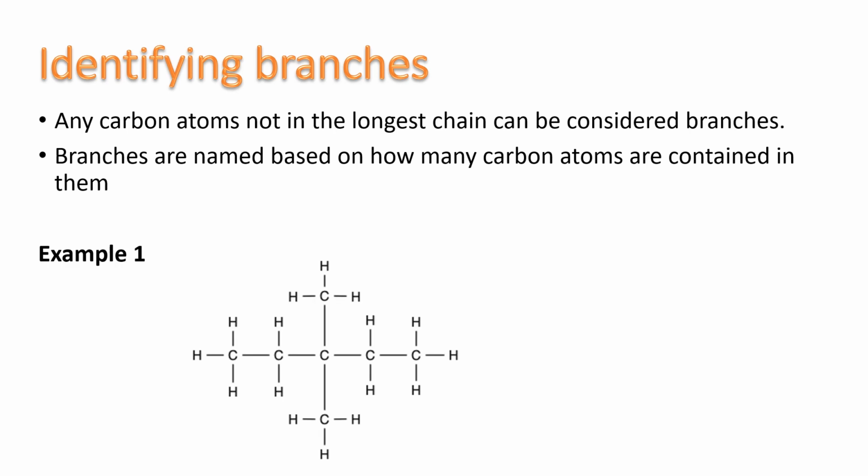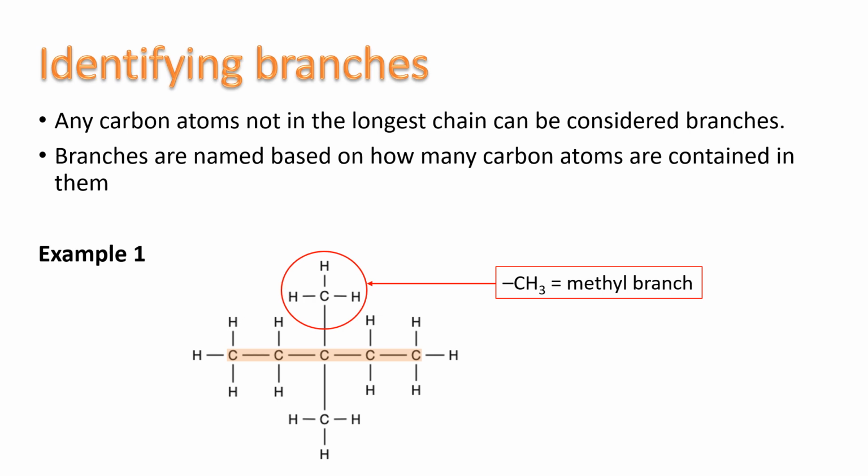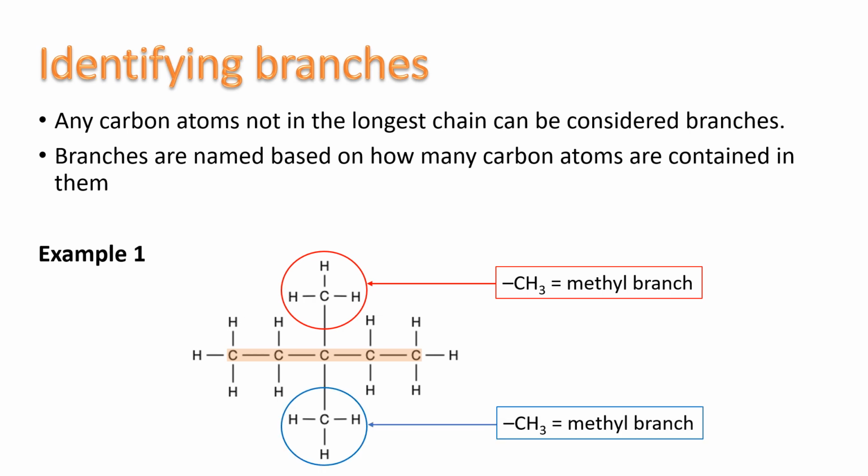So let's look at example 1 again. We've already identified our longest chain, which was in the middle, and that was our pentane. So we're now looking to see what remainder branches we have. Up the top here, coming off the main chain, we have a CH3, so that would be a methyl branch. And at the bottom, we have another CH3, so that would be another methyl branch. So again, we can pause and copy this down.